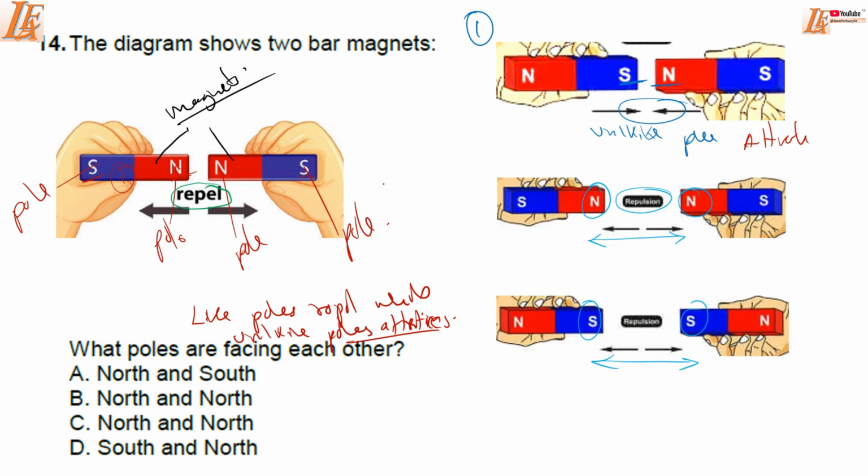So in this case, for this repulsion to take place, then there must be like poles close together, and in our case we have north pole and north pole. So the correct answer is B. The poles which are close to each other or which are facing each other is north pole, which is labeled N, and another north pole, which results to a repulsion.